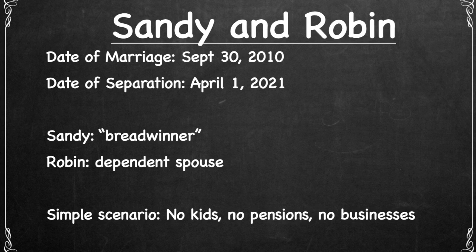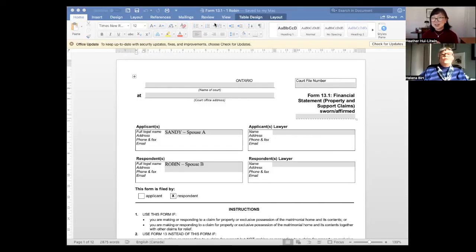They were married September 30th, 2010, and they were separated April 1st, 2021. Sandy is kind of like your traditional breadwinner spouse, and Robin is the dependent spouse. And this is going to be a very simple fact situation. No kids, no pensions, no businesses.